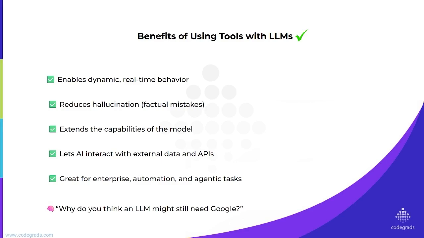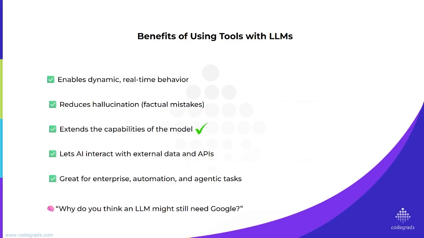Now, benefits of using tools with LLMs. First, it enables dynamic real-time behavior. If we need real-time data and we are not using any tool, we cannot get that answer. So that is an important role played by the tool. Second, it reduces hallucination mistakes. If we have, for example, SERP API, then we can give real-time data, which would avoid the hallucination part. So tools are mainly important for reducing hallucination.